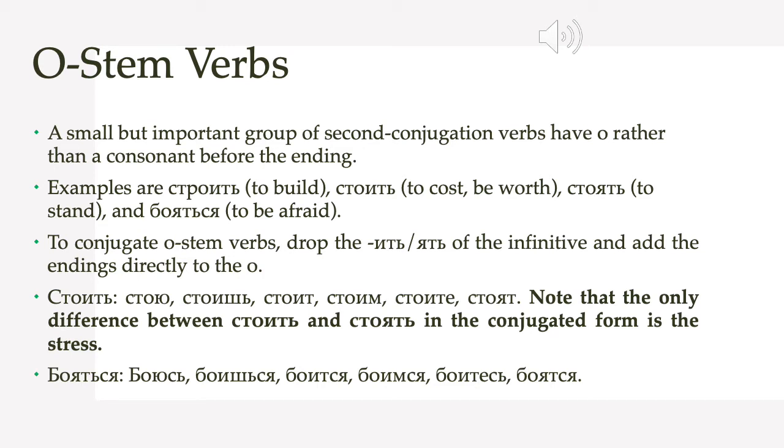To conjugate them, you just drop the -ить or the -ять of the infinitive and add the endings directly to the O. So стоить, to cost or to be worth, becomes стою, стоишь, стоит, стоим, стоите, стоят. And note that the only difference between стоит and стоят in the conjugated form is the stress. So if we conjugate стоять, to stand, we would have стою, стоишь, стоит, стоим, стоите, стоят.